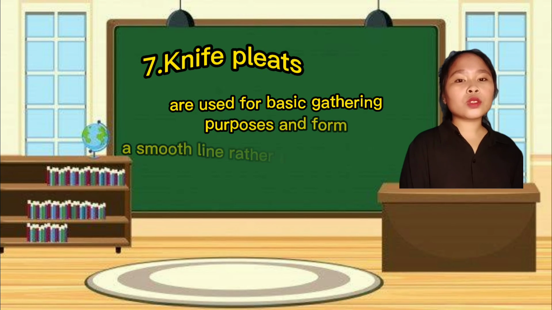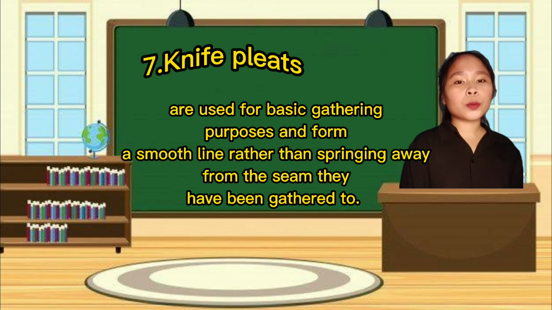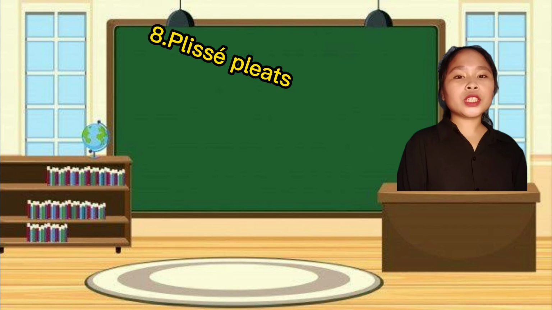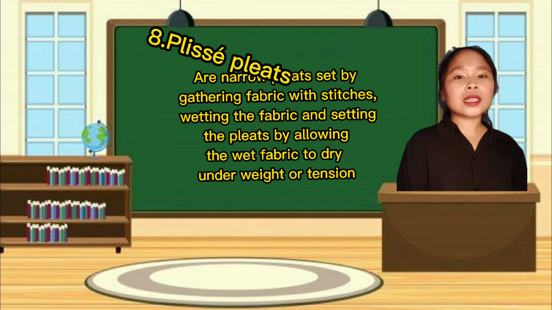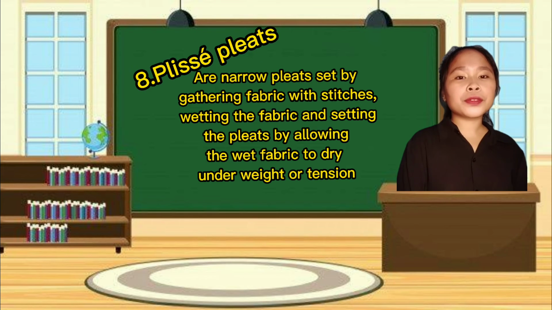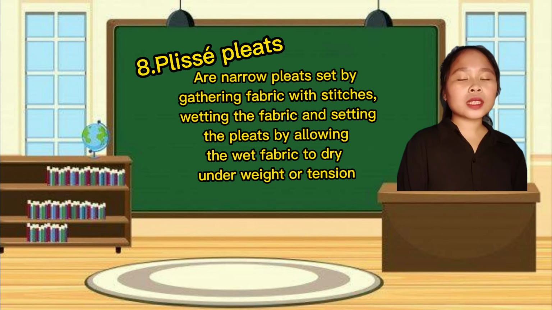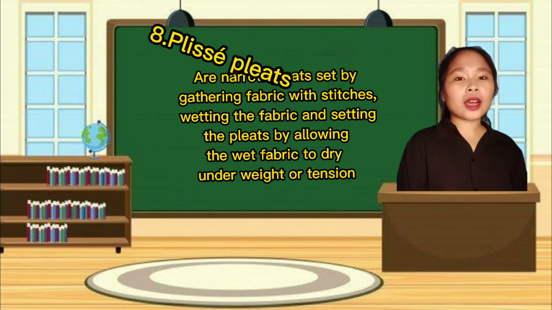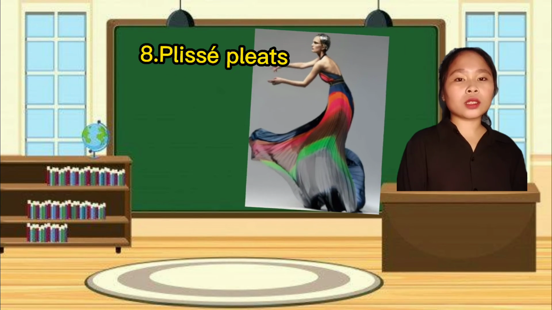Knife pleats are used for basic gathering purposes and form a smooth line rather than springing away from the seam they have been gathered to. Pliche pleats are narrow pleats set by gathering the fabric with stitches, wetting the fabric, and setting the pleats by allowing the wet fabric to dry under weight or tension.